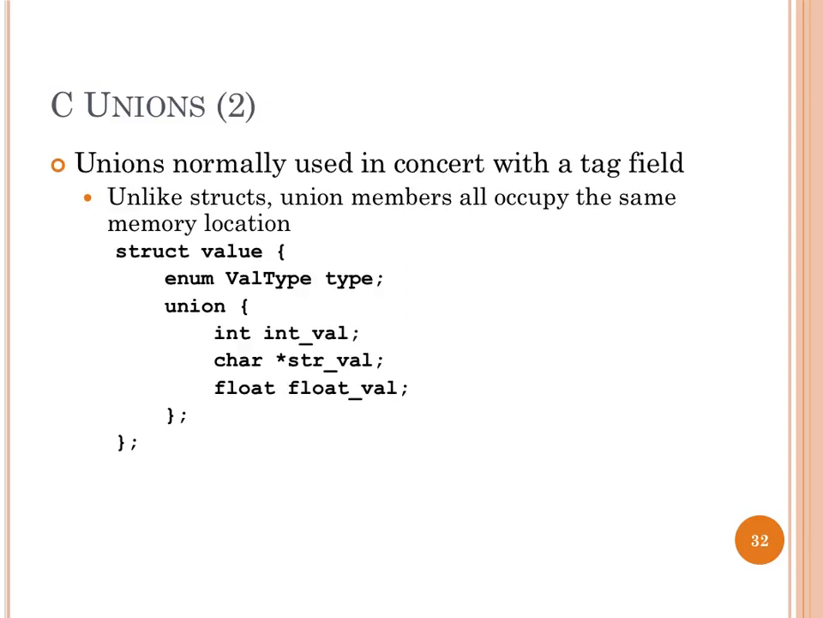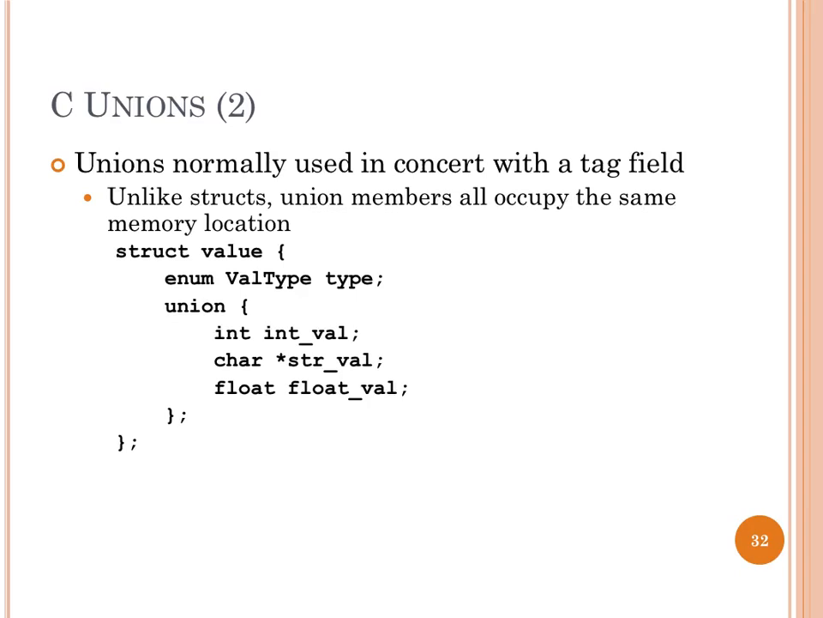A lot of times the way these unions are used is they'll be preceded by something that says what it is. So you have like a val type that says this is an int, or this is a string, or this is a float. Okay? So that you know how to interpret the union. If you didn't know how to interpret the union, you're SOL, as they say. Right? You have no idea how to interpret that value.